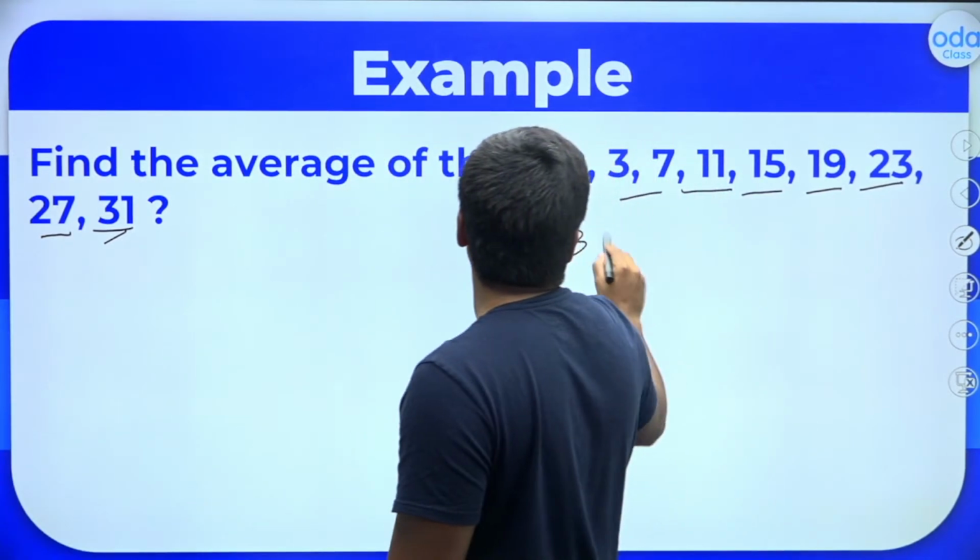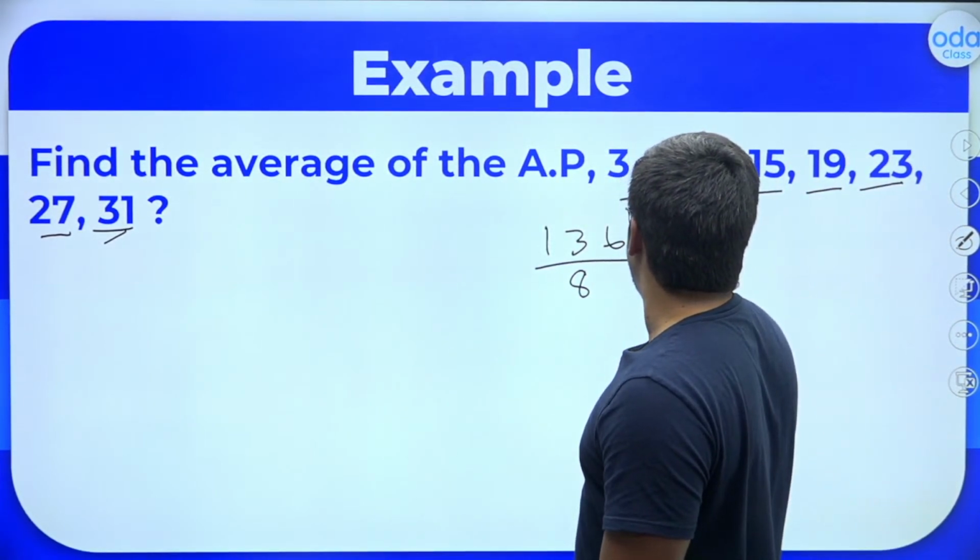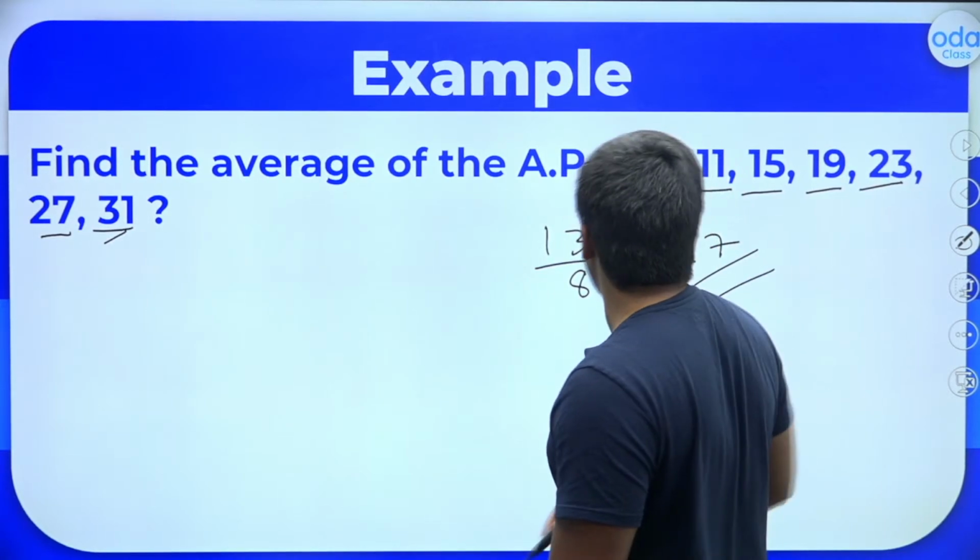136, right? So you will do 136 divided by the total number of terms, which is 8, right? So it should be 17. So this is the average, right?